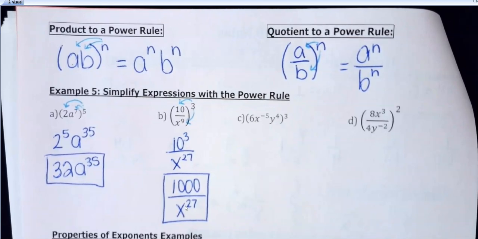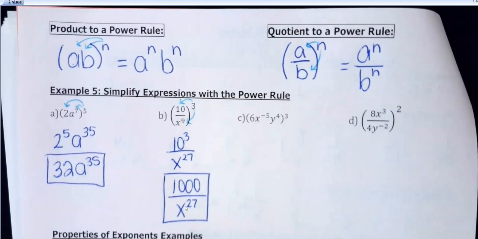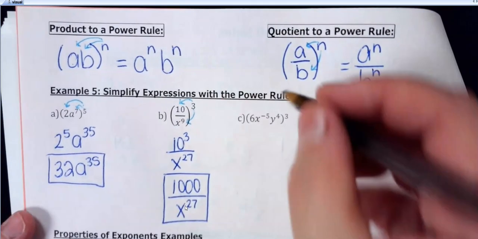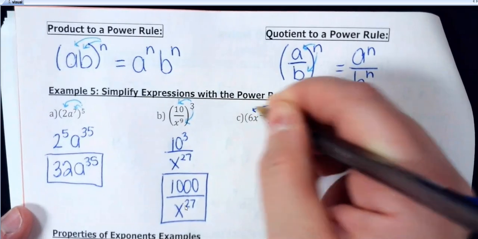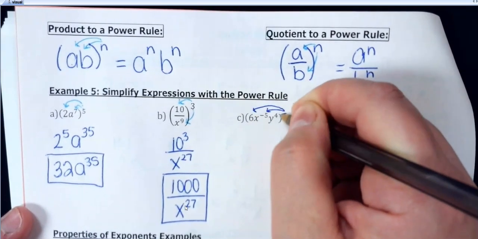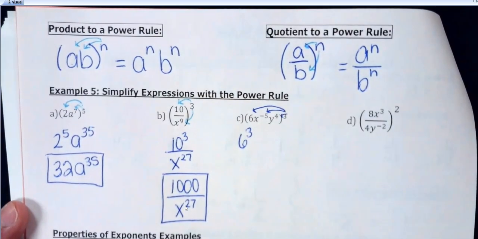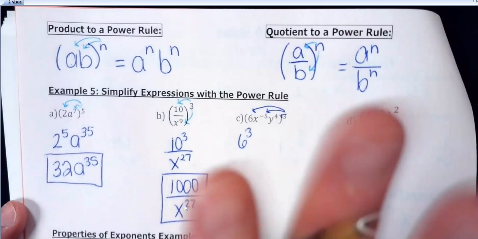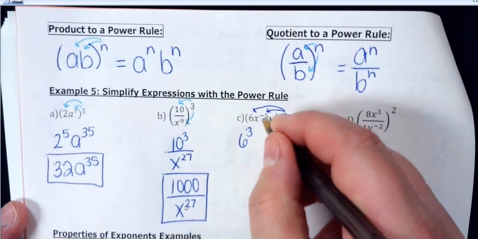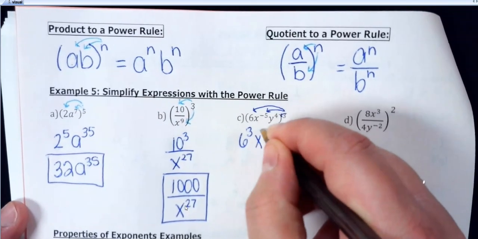The next one I have is a product, but it's got 3 different things. So it's got a 6, x to the negative 5th, y to the 4th. So everybody in here needs this 3rd power. So I'd have 6 to the 3rd. Now, power to a power, we're going to multiply the exponents. I'm just going to go ahead and leave the negative right there. So negative 5 times 3 would be negative 15.